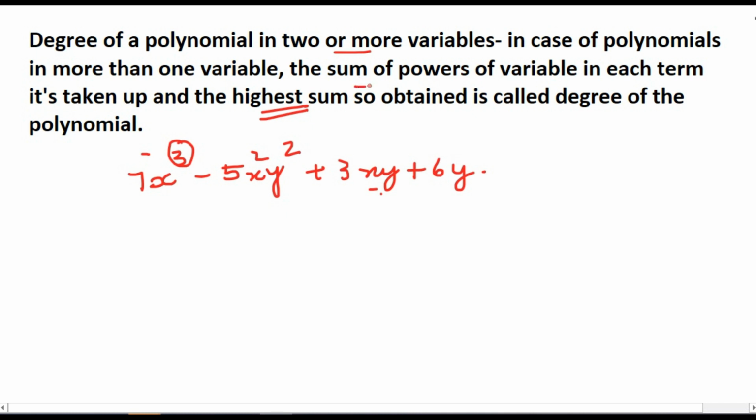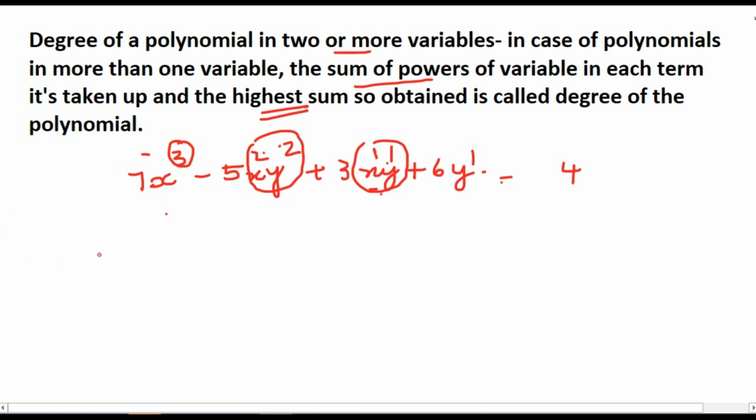You need to take the sum of powers. So here it is 3, here it is 2 plus 2, 4, here 1 plus 1, 2, and here the power of variable y is 1. Here the power of this whole term xy is 2. Here the power of x square y square is 4, 2 plus 2, 4. So I can say that the degree of this polynomial is 4.